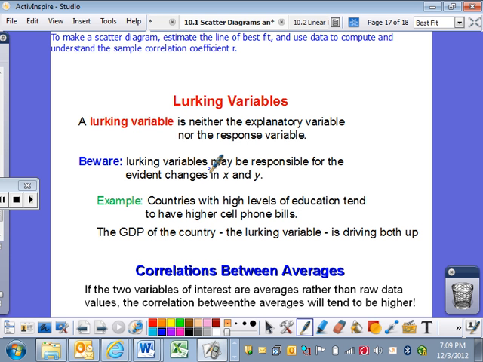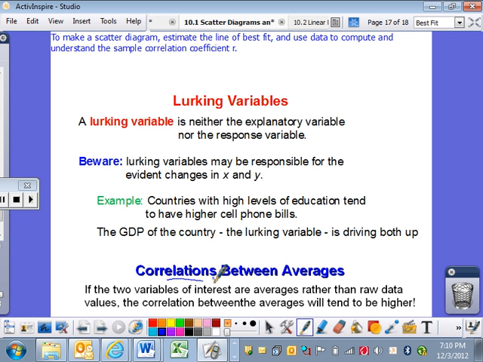So another one that I know the book threw out there that I was going to throw out: countries with a high level of education tend to have higher cell phone bills. Is this necessarily always true? Not necessarily. Maybe the country itself is pushing education and pushing cell phones. I mean, there's other things in there that we just don't know, and we're going to talk about that in the next section as well.